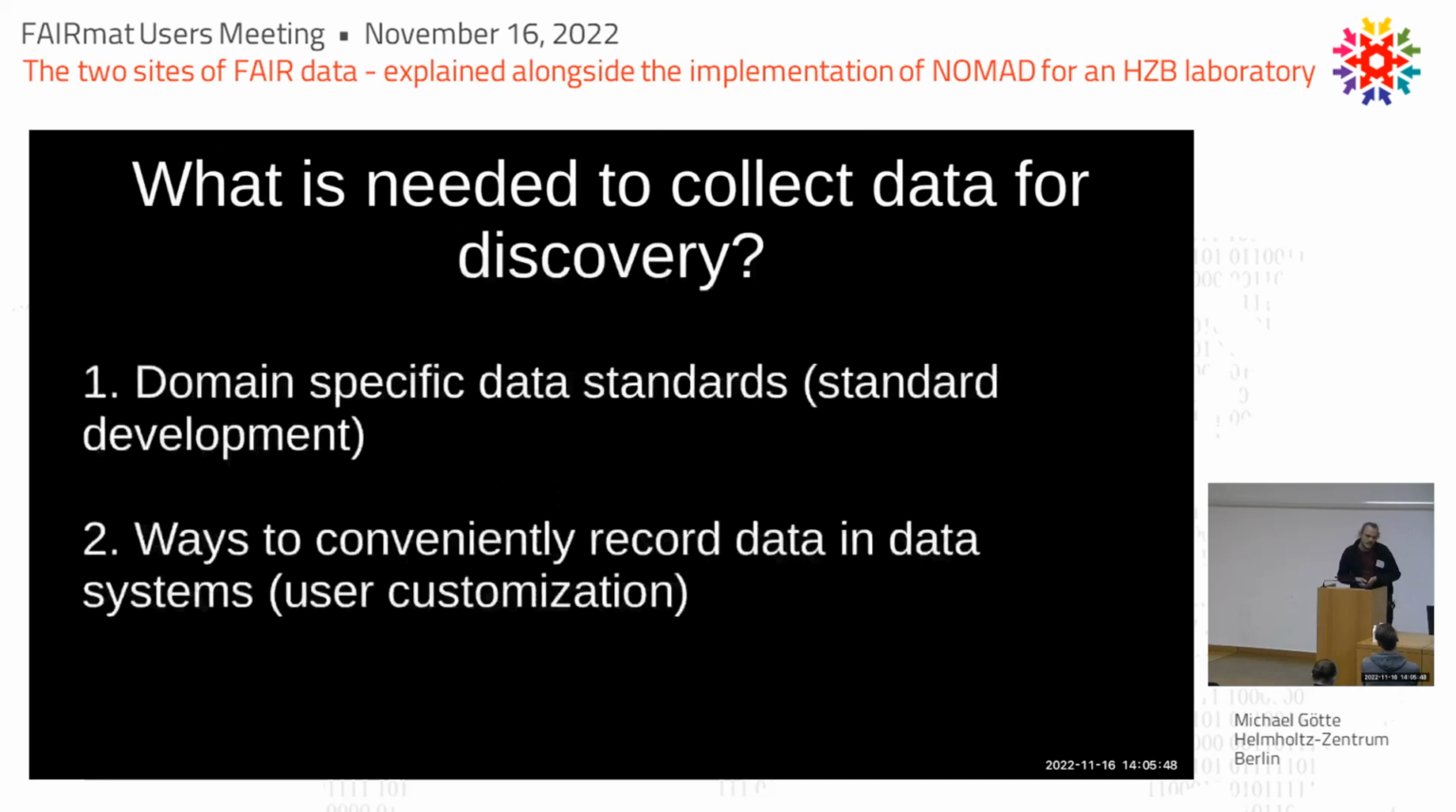Okay, what I mean with the two sides I'm talking about: the one is the data standard part. This is about getting to a community agreement of what is needed, what is important to make something FAIR across a given domain. And the other part is what I will call user customization.